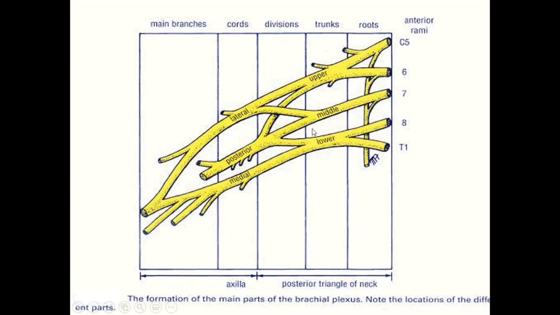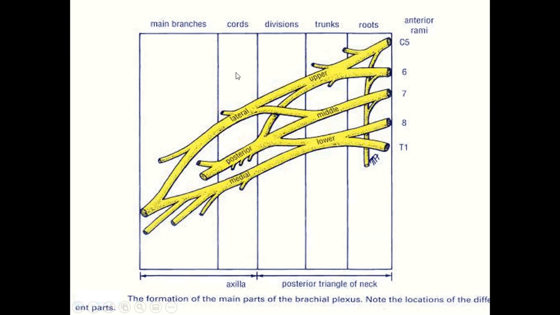So next is the trunk stage. C5 and C6 join to form the upper trunk. C7 continues as the middle trunk. C8 and T1 join to form the lower trunk. Now next comes the division stage. You have to understand each trunk divides into anterior and posterior divisions. Now you can see the upper trunk divides into anterior and posterior divisions. The middle trunk divides into anterior and posterior divisions. The lower trunk divides into anterior and posterior divisions.